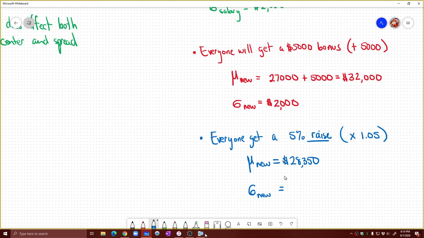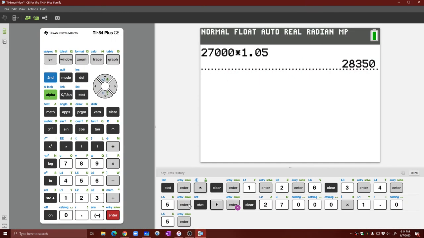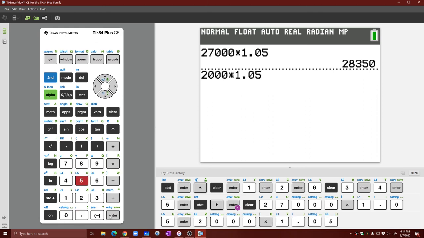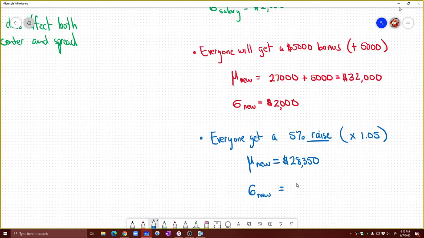But now the standard deviation has changed. It's going to get also multiplied by the 1.05, so times 1.05. So now the standard deviation has also changed. It is now 2,100.